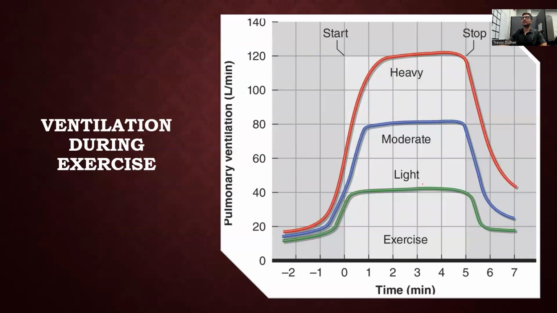And then ventilation during exercise, as you all have probably noticed. When you are not working out very hard or you're walking pretty slowly, your pulmonary ventilation, how often you breathe, is pretty low. Very, very light exercise, you may be at 40 liters a minute. If you're at a moderate level, you may be up to 80 liters a minute, and then super, super heavy, you're up to maybe 120 breaths per minute. Or liters per minute, excuse me, not breaths per minute, liters per minute.